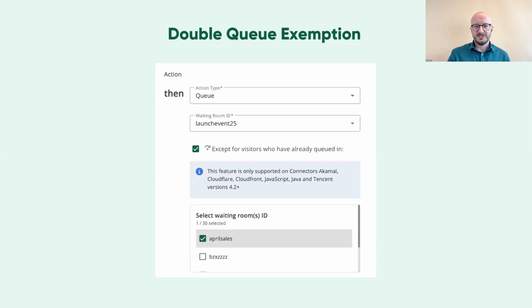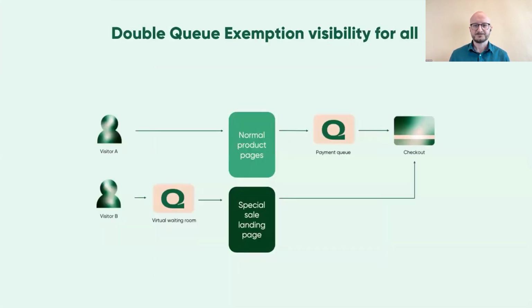So if you read this screen over here, this says that you should queue the people in the launch event 25, but you should make an exception for people who have already been waiting in the other waiting room. So if the person has been sitting in the April sales, they will not be put in the launch event 25. So that's making it possible for you to decide that people should not be queued more than once.